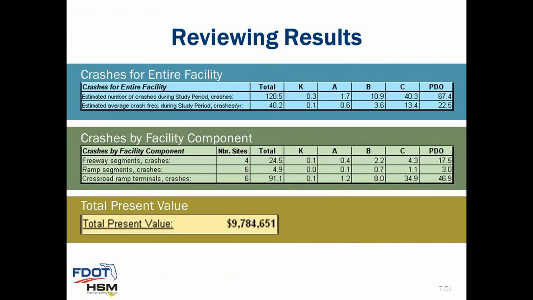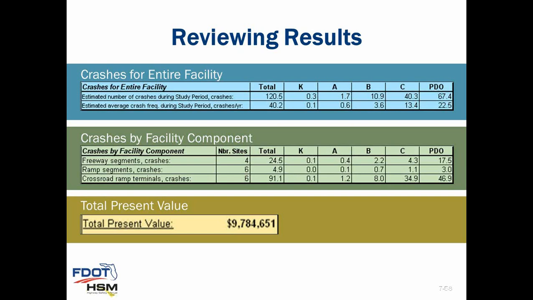The box at the top of this slide shows a portion of the graphic that we saw in the previous slide. Specifically, it shows the crashes for the entire facility. This particular table summarizes the estimated number of crashes during the study period. It also summarizes the estimated crash frequency for the entire facility. It provides these measures for total crashes and for each severity level, K, A, B, C, and PDO.